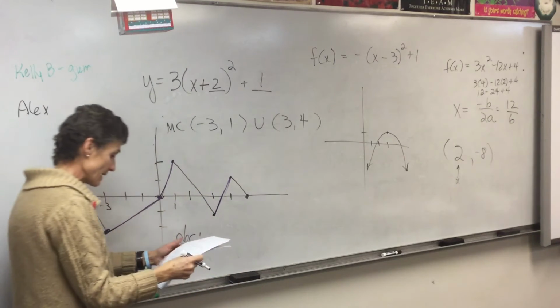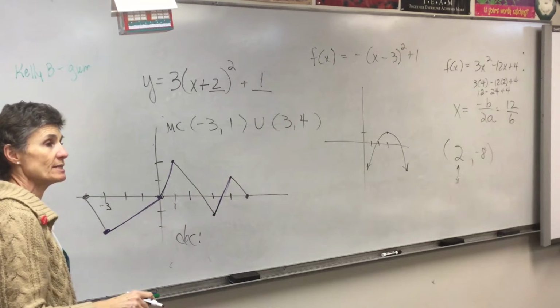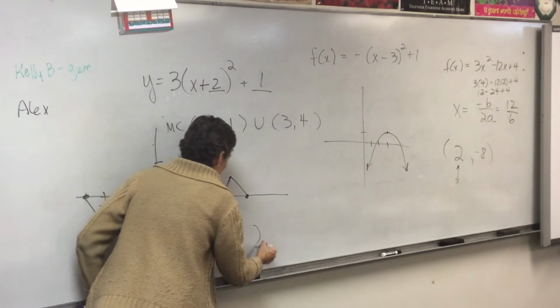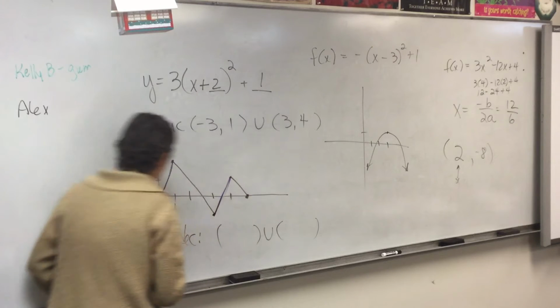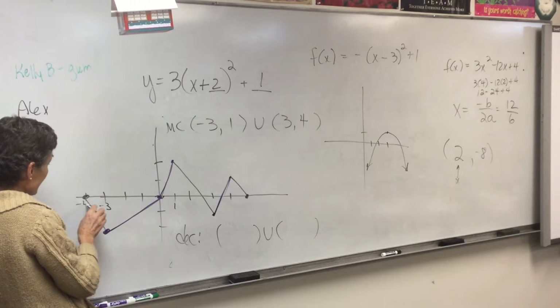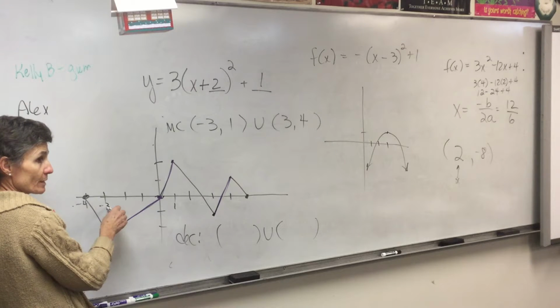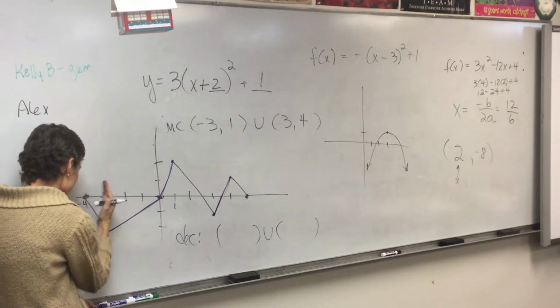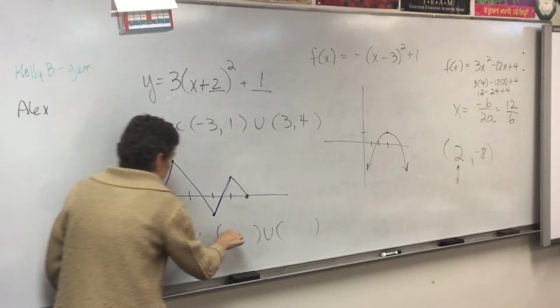It doesn't ask me for them, but let's go ahead and do the decreasing ones. Where am I decreasing? Well, where is my pencil going down? From here to here? Yeah. So that's -4 to -3. Take your hand and go like this. It's going down from -4 to -3.